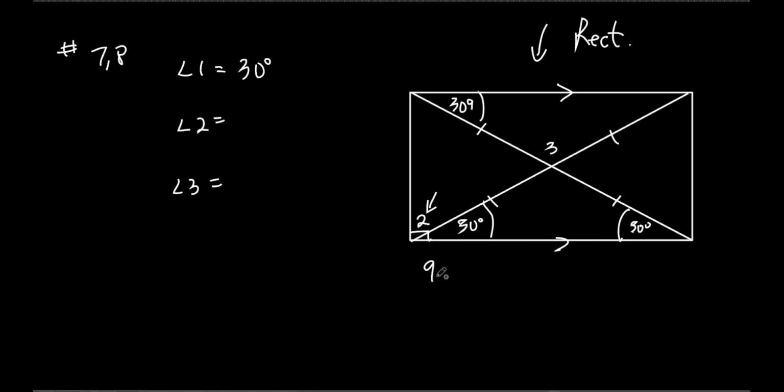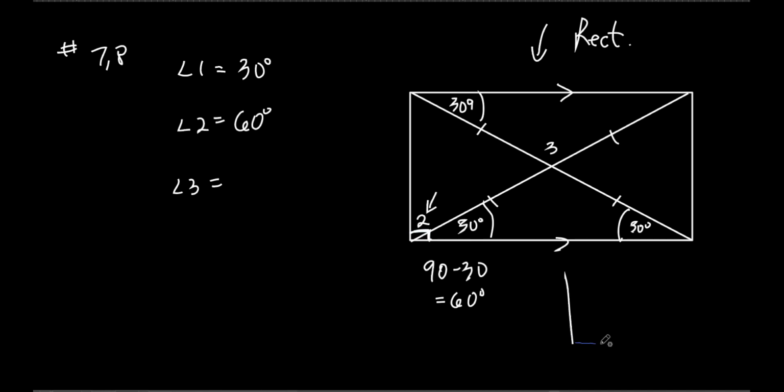You got it. 90 minus 30, which is 60. So this angle right here, angle 2, is 60 degrees. Good. Yes? Because it's a right angle. It's a rectangle, so this angle right here is a 90-degree angle. All right? So it's kind of like this.